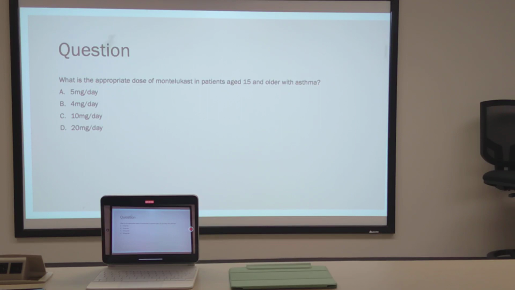Okay, what is the appropriate dose of montelukast in patients age 15 and older with asthma? 10 milligrams. Yeah, good job, 10 milligrams. So remember, 5 milligrams was for patients who were 6 to 14 years of age, and 4 milligrams was for patients who were 1 to 2 years of age, and this does not come in 20 milligrams. So how old are 5 milligrams again? It should be on that chart there.